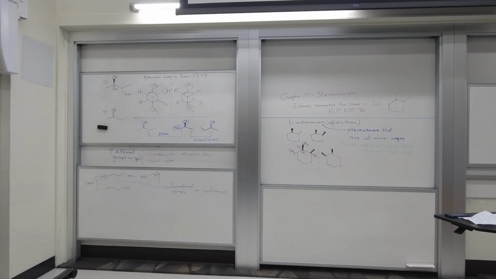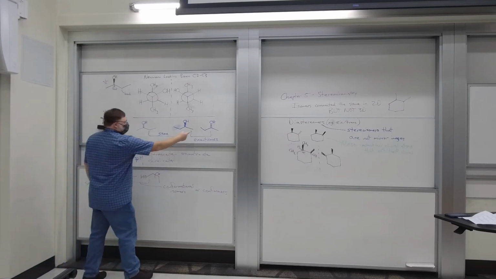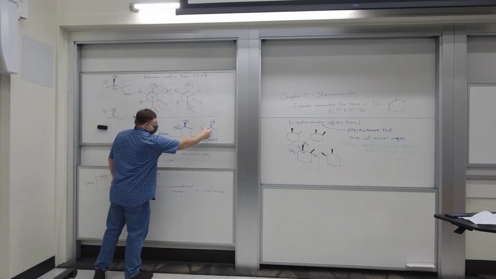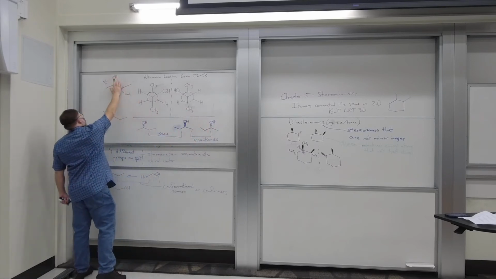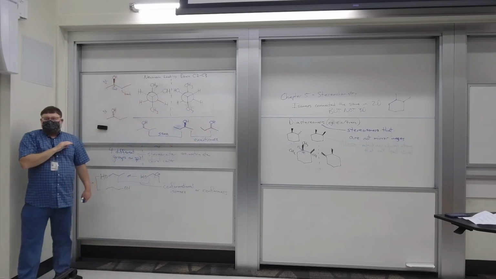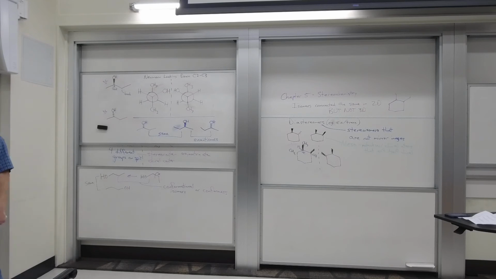If I take the middle structure with the wedged OH and I just change it to a dashed, now those are enantiomers. And now look at this. If I take this structure down here, what I just said is an enantiomer, and I flip it over, it lays over the top of the original molecule. All right?